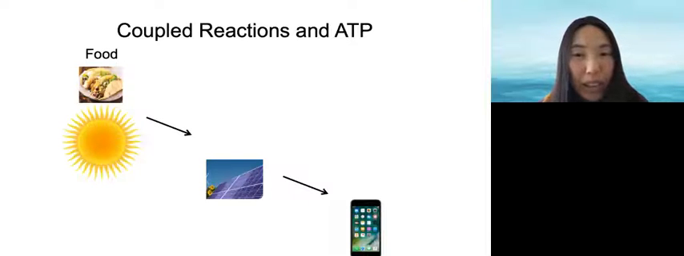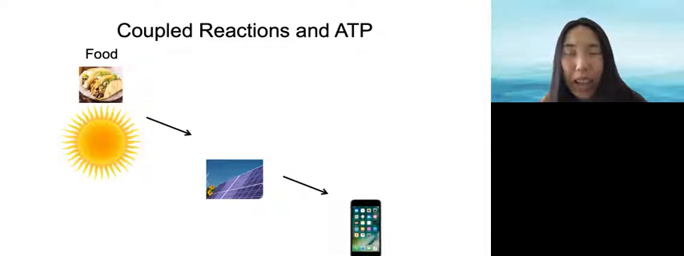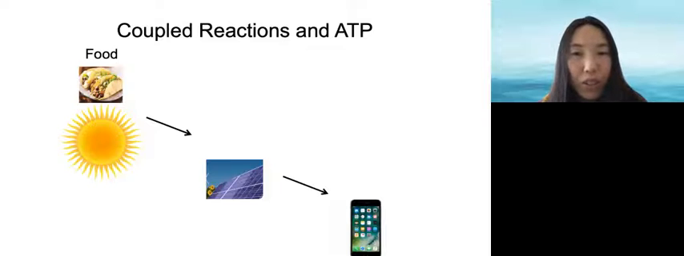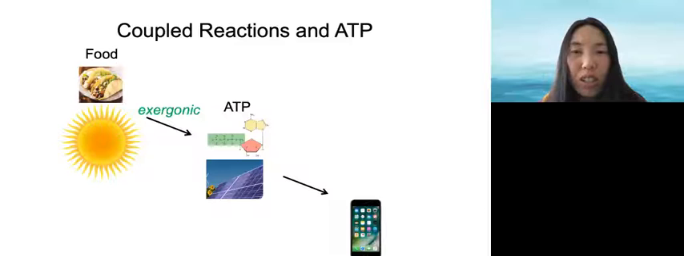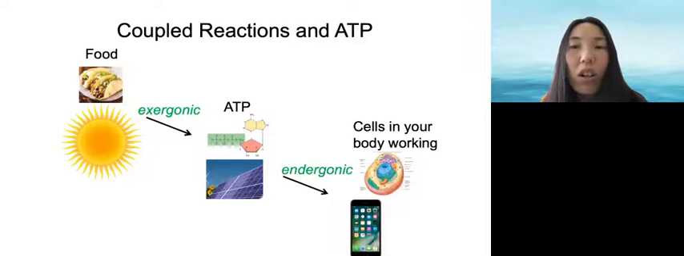So in our bodies, the sun does not provide the energy, but instead the food. We then break the food down to release energy in an exergonic reaction to store not in the solar panel, but instead in ATP. Then we use ATP to provide energy for our cells in our body to do work, just like the solar panel provides energy for the cell phone to work in this endergonic reaction.